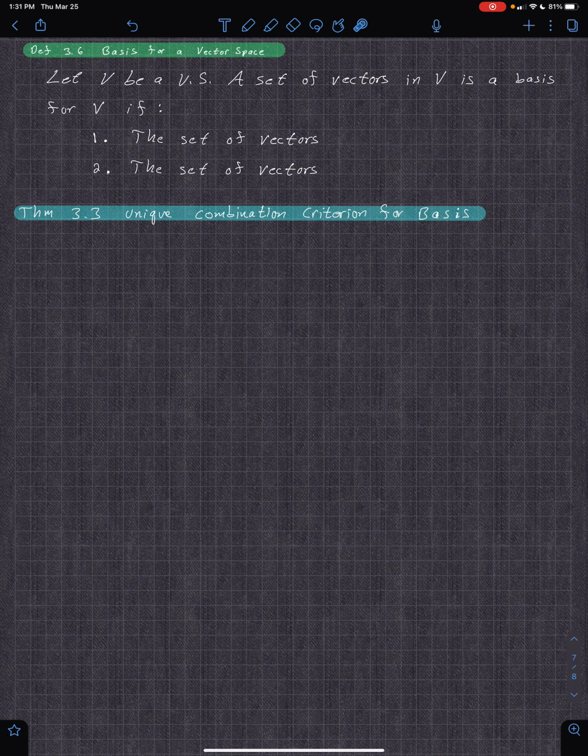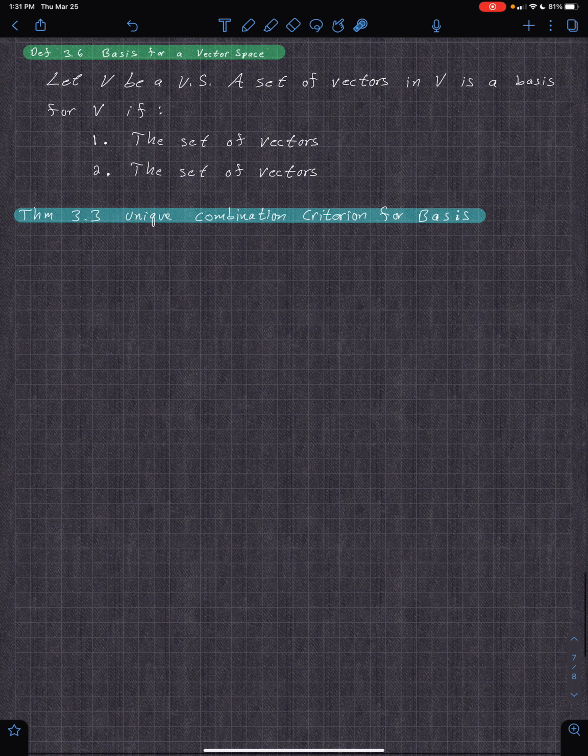This is the definition of a basis for a subset of the vector space. So you have V as a vector space, and then a set of vectors in V. So you would normally say something like B as a subset of V. This subset is called a basis for the vector space V if that set of vectors is what? There are two things that have to be true for it to be a basis.